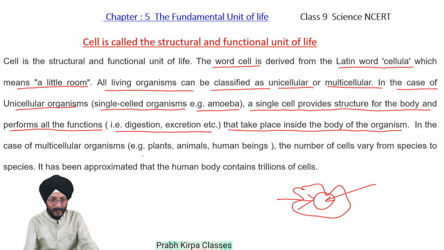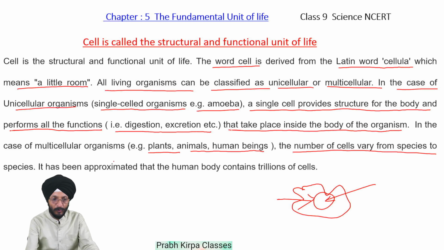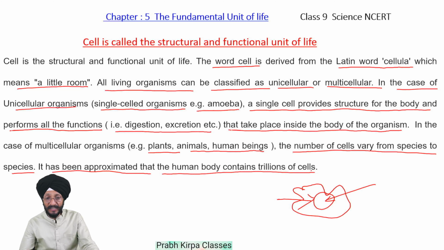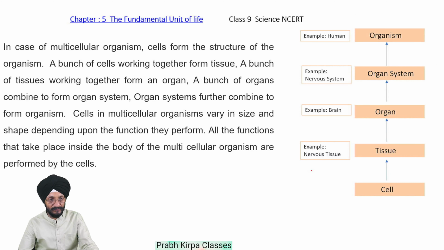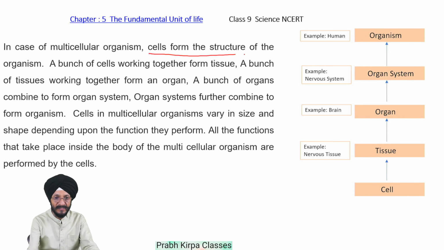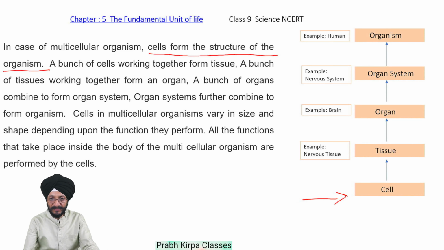In the case of multicellular organisms, examples are plants, animals, and human beings. The number of cells varies from species to species. It has been approximated that the human body contains trillions of cells. In the case of multicellular organisms, cells form the structure of the organism. You can find this is the basic part, the cell.